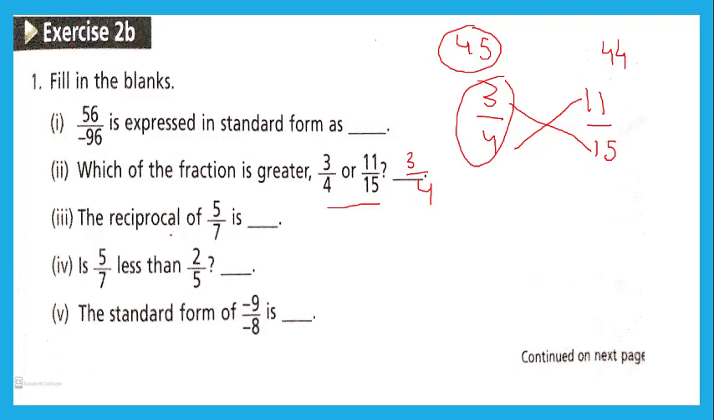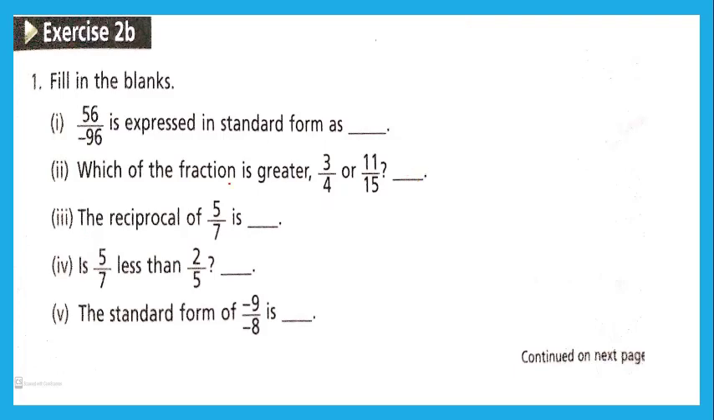Alright, the next one is: the reciprocal of 5 by 7 is. Now reciprocal is actually the inverse of any fraction. In other words, you just need to swap or change places of the numerator with the denominator. So the reciprocal of 5 by 7 will be 7 by 5.